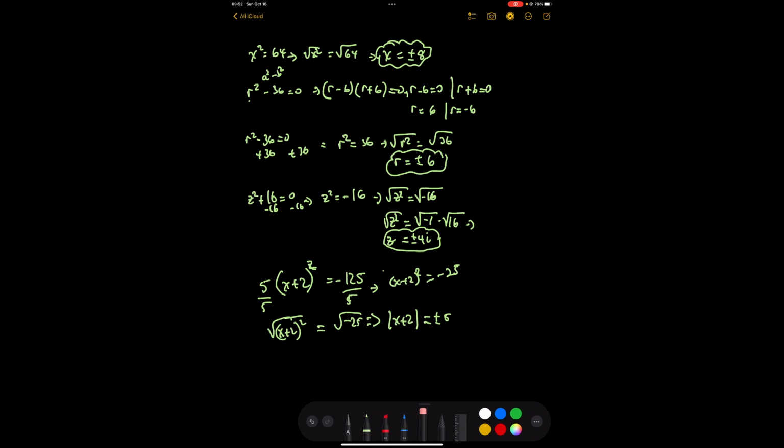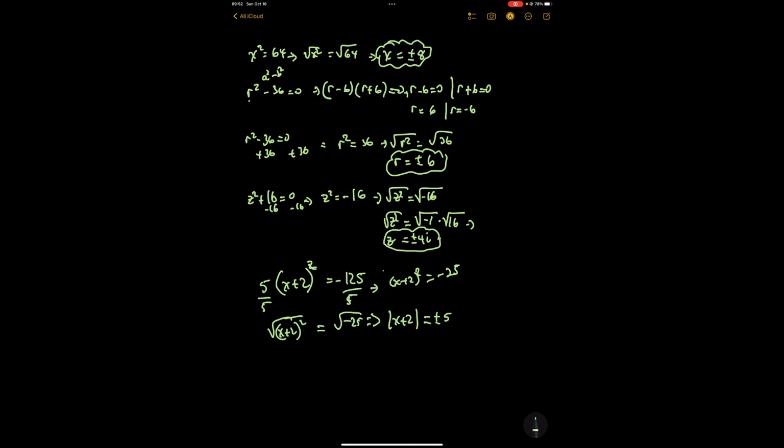It is equal to plus or minus 5i. So now we're going to have x plus 2 equals 5i, or x plus 2 equals negative 5i. So that will be x equals negative 2 plus 5i, or x equals negative 2 minus 5i. And that is your answer.